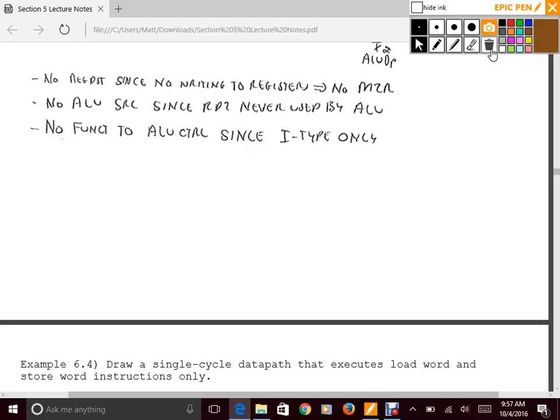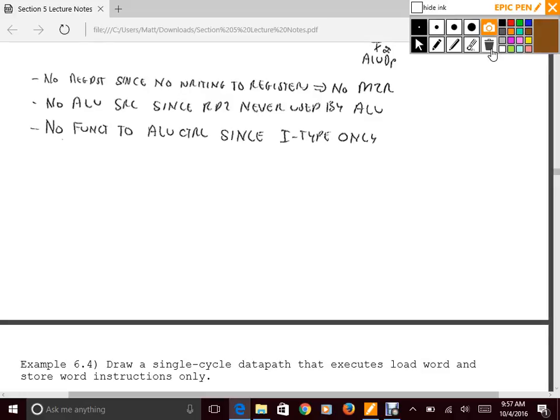They're both I-type instructions. So now this is where you have to start thinking like an engineer. Break out of the "I'm a sophomore, I'm just going to copy and memorize everything," because you all aspire to be engineers. So this is where you start thinking, okay, I got my program counter, I got my PC+4, I got my instruction. All right, I got load word and store word.